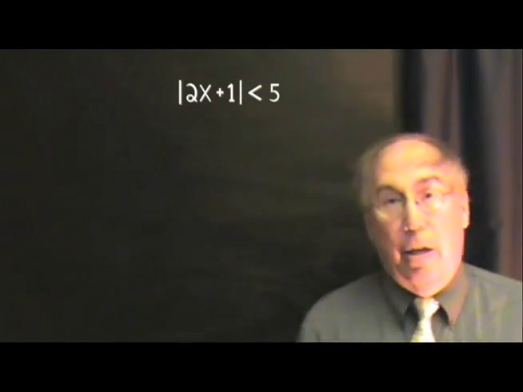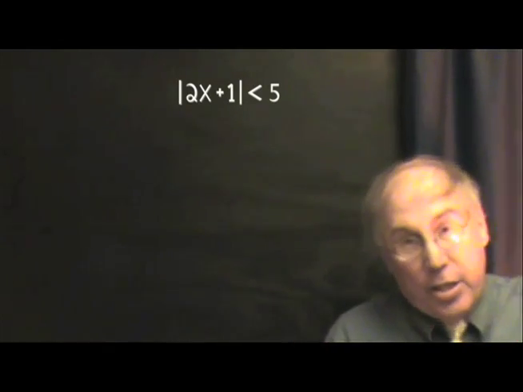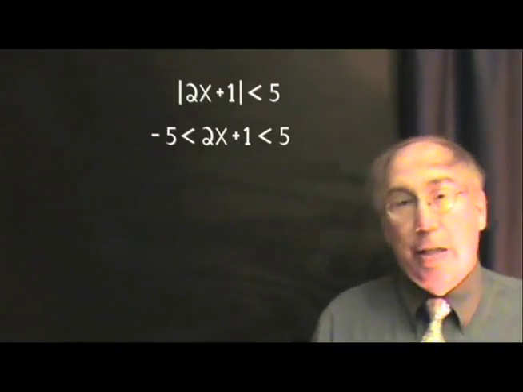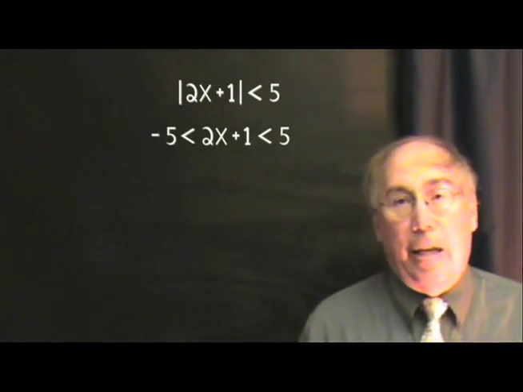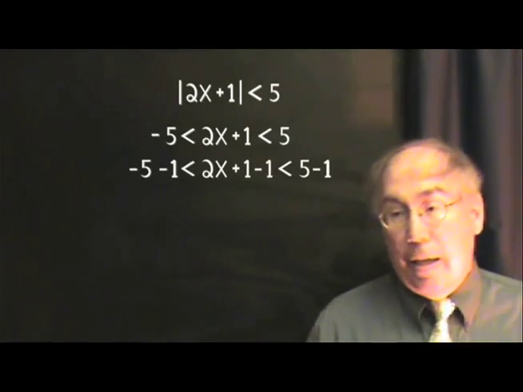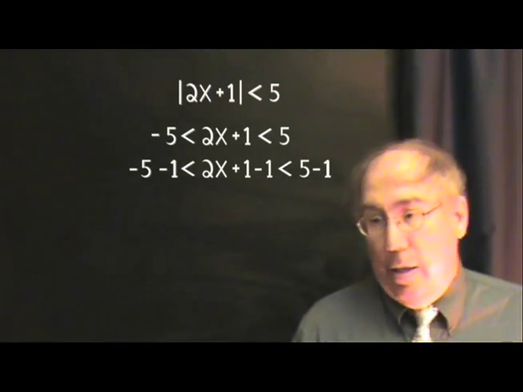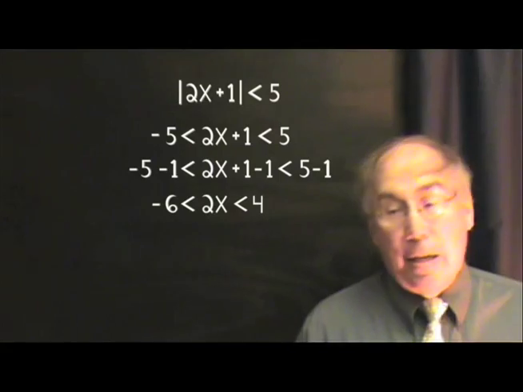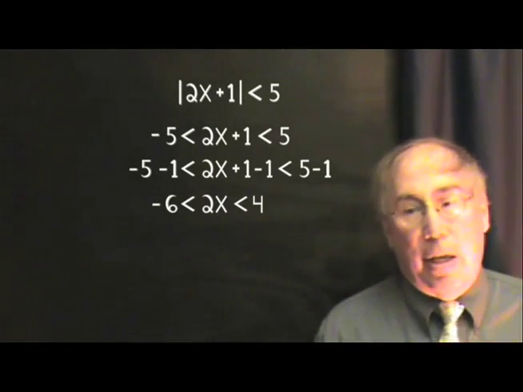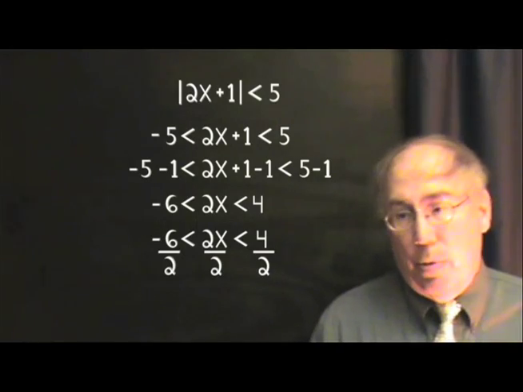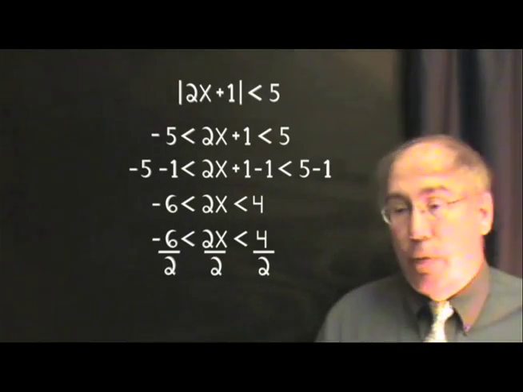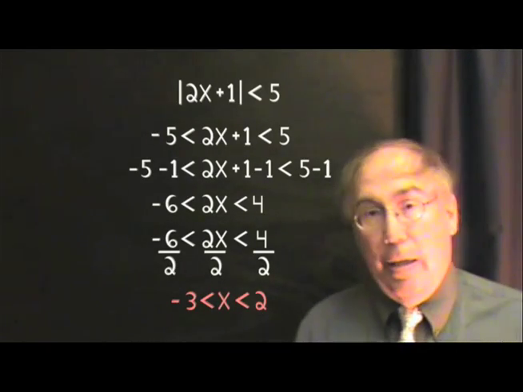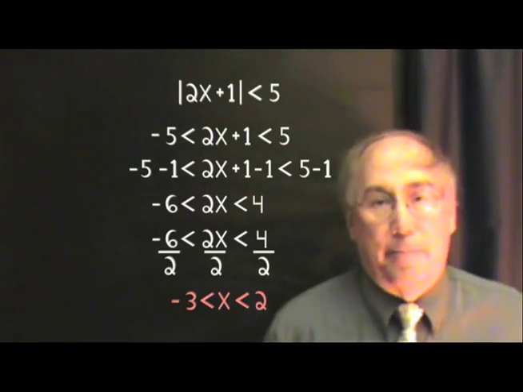Let's take a look at this one here. Now, this is the absolute value less than a number, so we're going to have boundary values. In this case, it's going to be 5 and negative 5. Go ahead and work it like a regular inequality. When we get x in the middle, we're going to subtract 1 from each section, and we'll get 2x is between negative 6 and 4. We're going to divide through by 2, and we should get x is between negative 3 and 2 for our solution set.